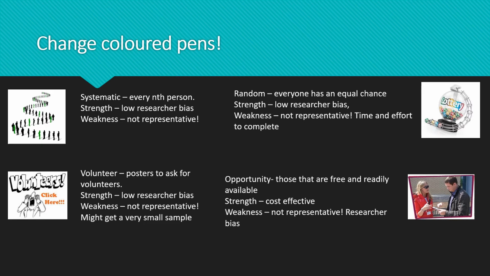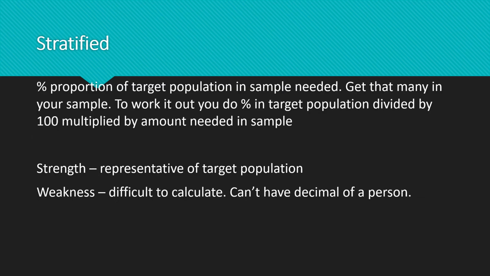So the first 4 that we have there, the common denominator that they have is that they are not representative at all, and that's a bit of a problem. We want it to be representative. There is one sampling method that is representative, and that's the last one, and that is called stratified sampling. Now, stratified is a percentage proportion of the target population in the sample that is needed.